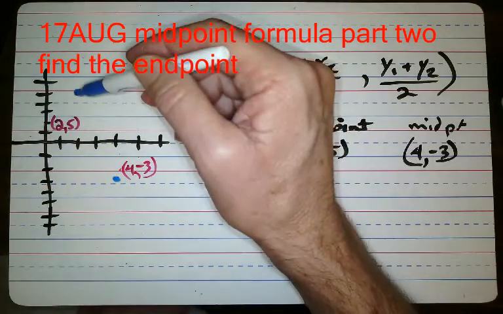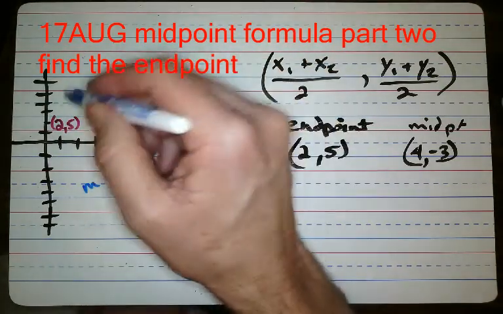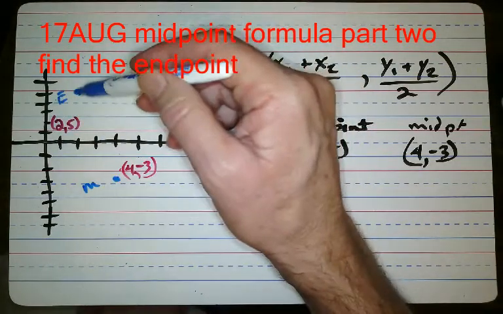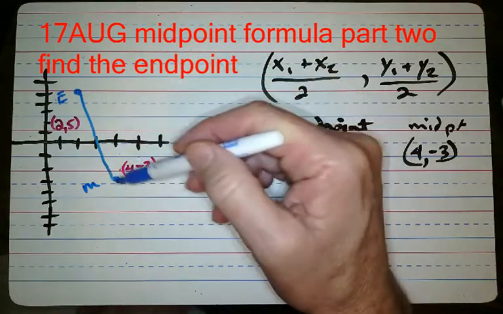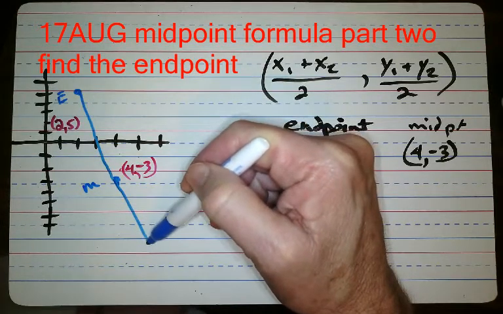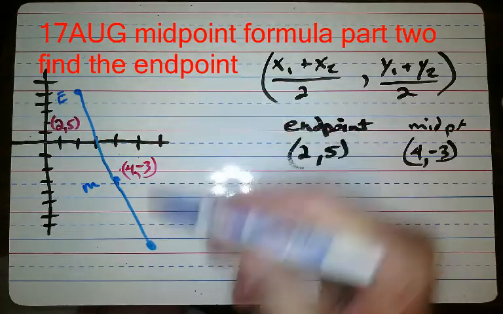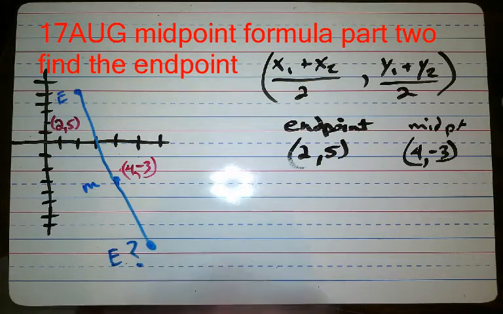Okay. Now then, what they said is that this is the middle and this is the end. So if 4, -3 is the middle, then that means that this keeps going down this way until we have another end. And that's the one we don't know, right? So if we don't know that one, how can we find it? Well, there are two ways.